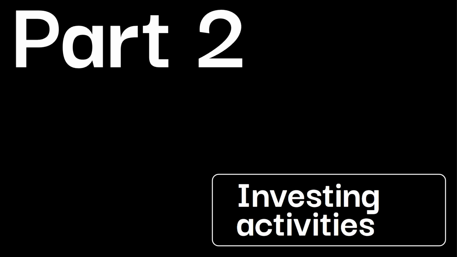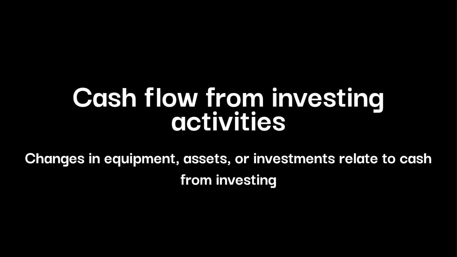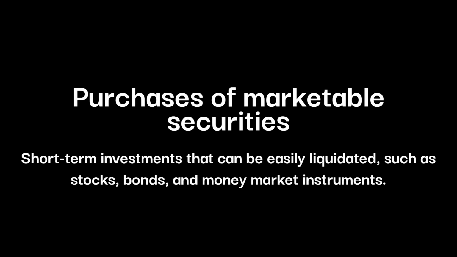All right, part 2, we're going to take a look at investing activities. All right, so let's start off with cash flow from investing activities. This is changes in equipment, assets, or investments related to cash from investing. And the first section is going to be purchases of marketable securities. And a recap of marketable securities, right? This is short-term investments that can be easily liquidated, such as stocks, bonds, and money market instruments.